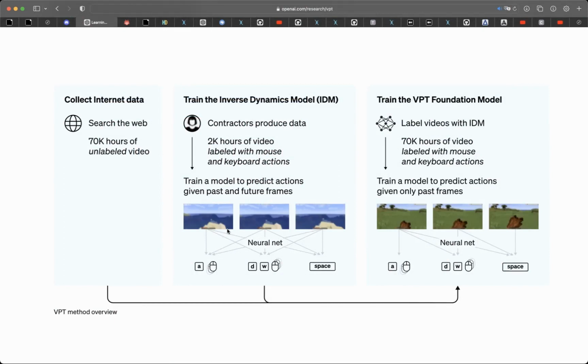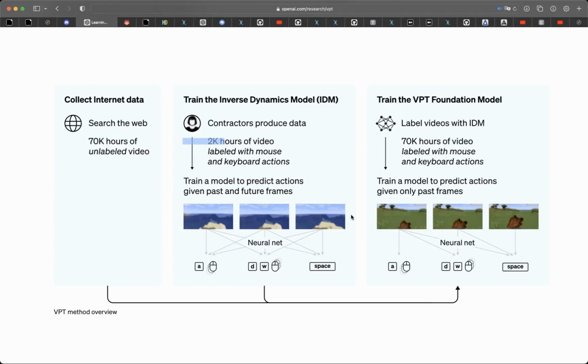Therefore, what they did in this study is they asked paid contractors to play a specific type of task in Minecraft for 2000 hours and collected views and actions. Then they trained a network to predict actions from these views, but they made an additional trick, namely, in order to predict an action at time step t, they used not only previous information, like at time step t or time step t minus 1 and so on, but also they used information from time step t plus 1, so from the future.